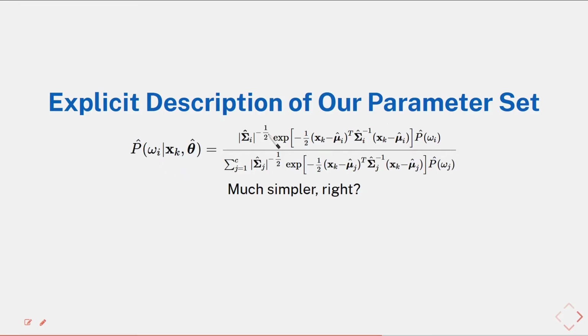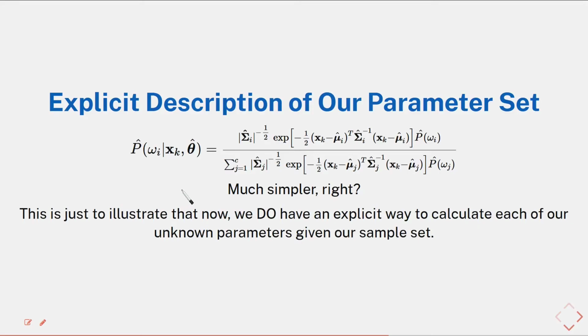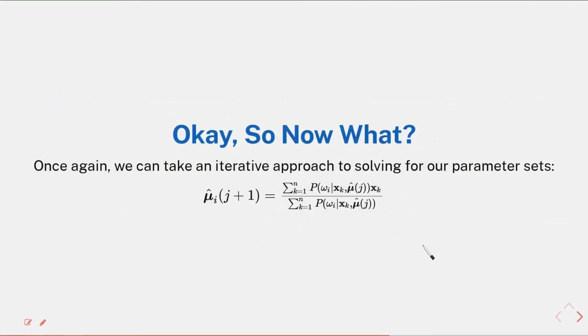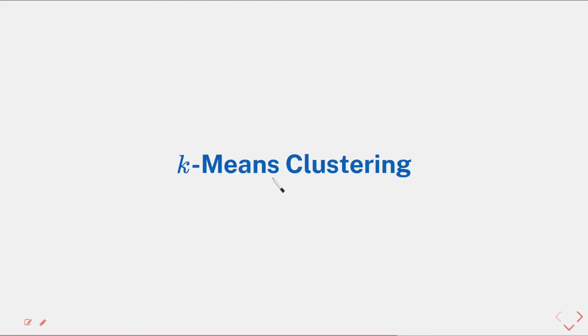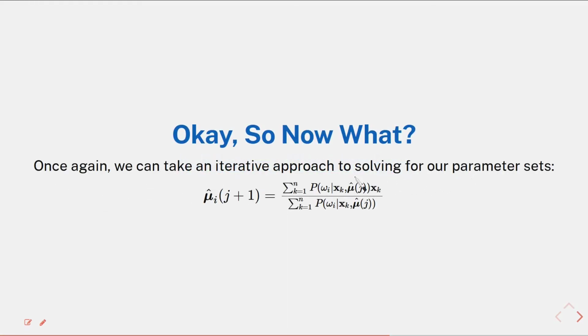Now this isn't very pretty, but it means that we do have an explicit way to calculate each of the unknown parameters given our sample set. And we could do this just based on the samples themselves. As long as we know how many classes there are, we can use this equation to solve for the parameter sets for each one of the classes, just given unlabeled samples. And we take an iterative approach to solving for each one of the parameter sets. So for mu as well as sigma, we're just taking the average of all the points with respect to each individual class. And this is done iteratively until this mu no longer changes.